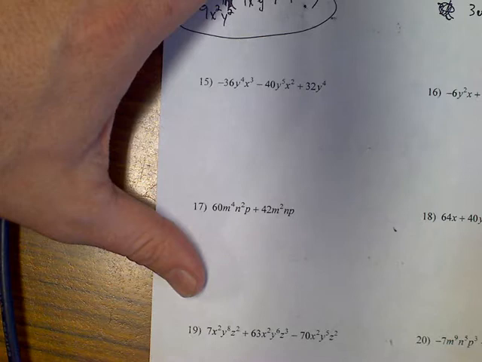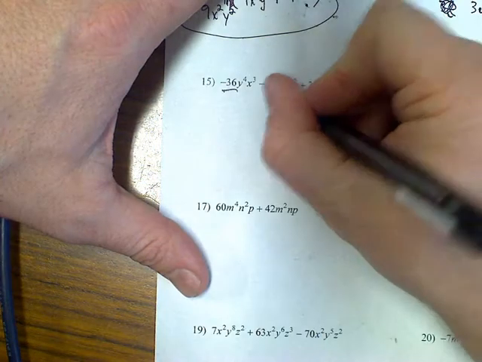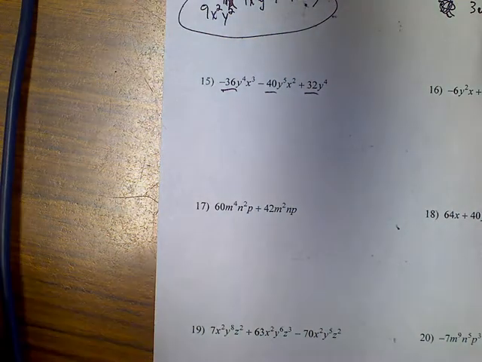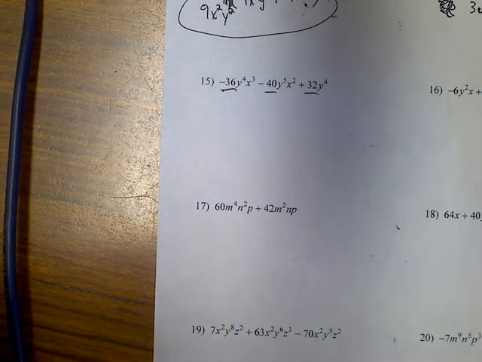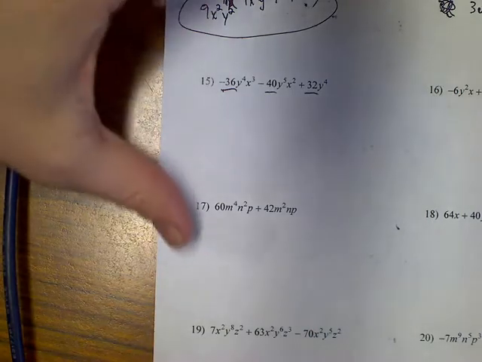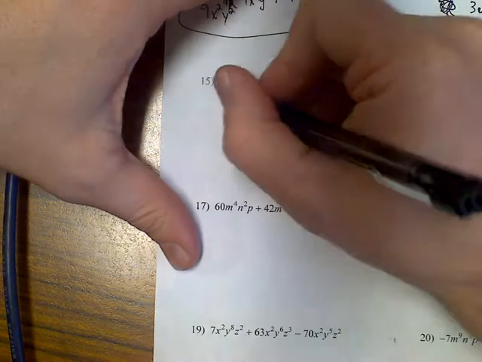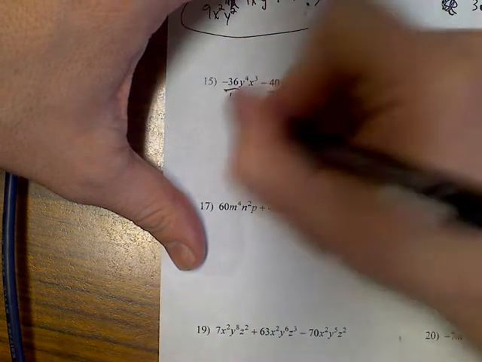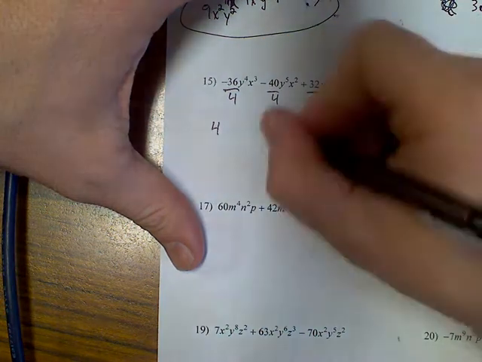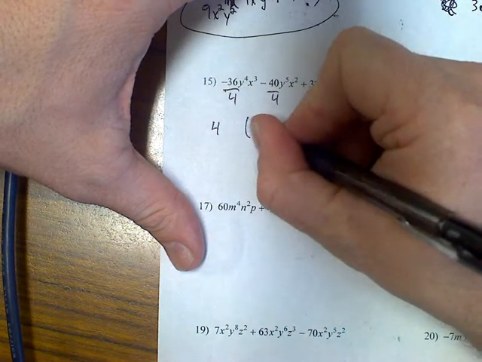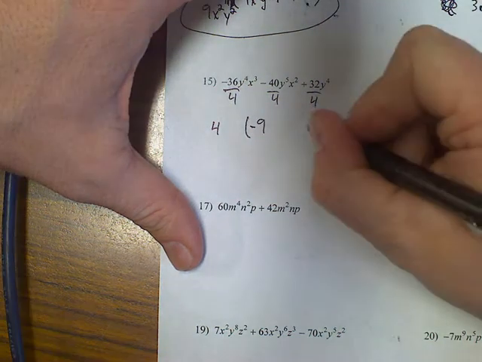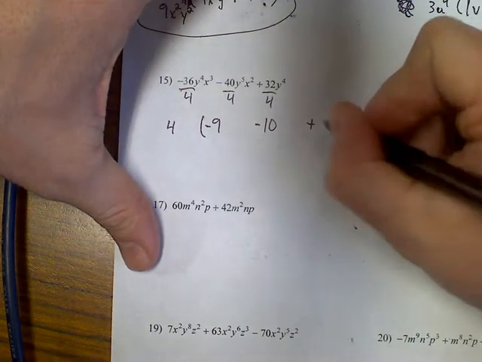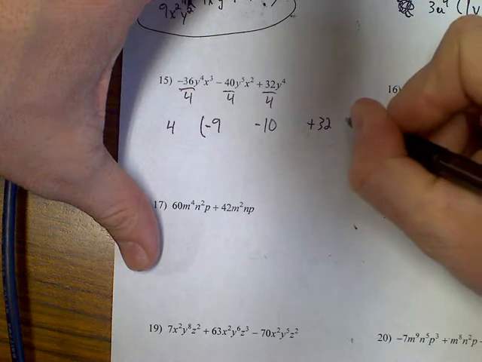Next one. Largest number that can divide into these. Let's see. I know 2 can go, 4, 6 can't, 8 can't. So 4 is the largest that I see. So I'm going to divide everything by 4. So I'm going to take out a 4. That means I'm left with negative 9 minus 10 and a plus 32.